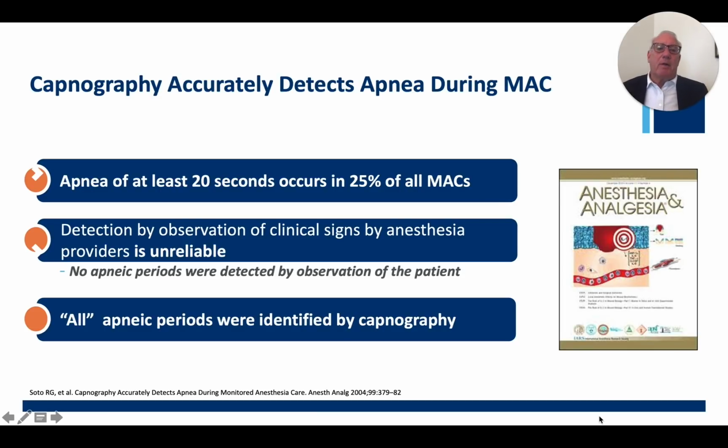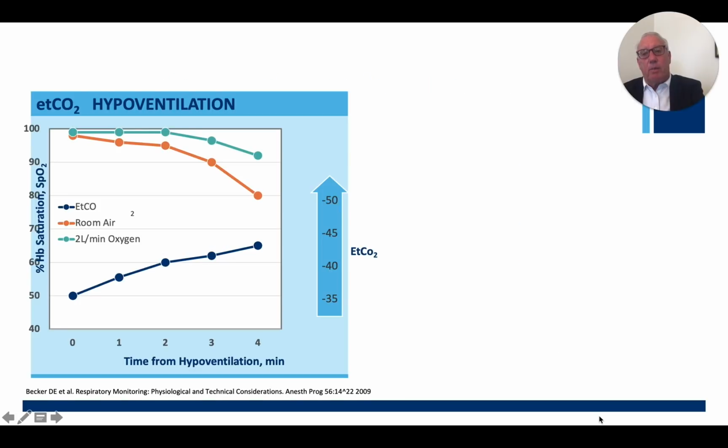Now, capnography can do many things, and as I alluded to a second ago, if you don't have the tracing and you don't have any breaths, it can suggest apnea. And this study in 2004, early on, 16 years ago, showed that apnea of at least 20 seconds tends to occur in 25% of the patients who receive MACs, and the detection by observation of clinical signs is absolutely unreliable. And I'll show some evidence to that in a little while.